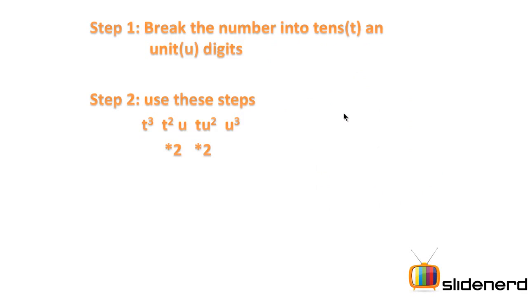First is breaking the number basically into two parts, as the tens place and the units place. Second is using this particular formula, and let's see how you actually use this formula. So here I have an example of 54 cube. I'm breaking this number into a tens place and units place as 5 and 4.